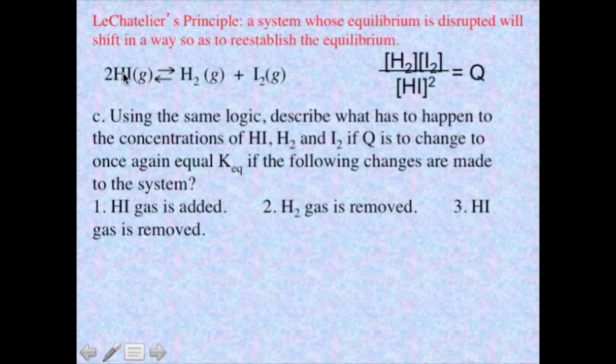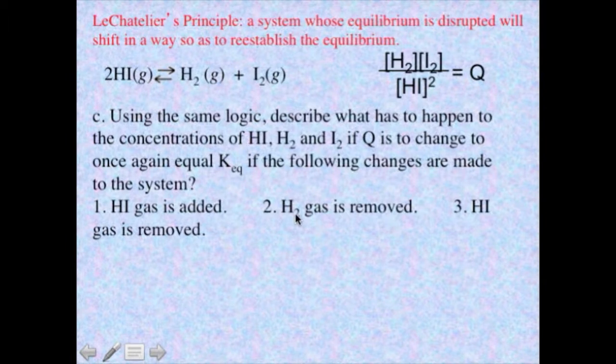Well, if we add hydrogen iodide at that instant, the denominator of the ratio increases in value. That means the value of the ratio decreases, Q decreases, and becomes smaller than the equilibrium constant. So the system has to diminish the amount of HI, it has to grow the amount of hydrogen and iodine, and the system will shift to the product side.